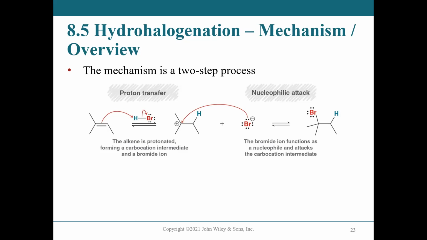So the mechanism is a two-step process. It does show that it's in equilibrium on both steps, so it can go back. But if we go to the right, here we're adding a proton to the side that has more protons, because there's a proton right here that they're not showing. So now we would actually have two protons. If we call this one A and this one B, this would be B right here. This would be A. We have a tertiary carbocation. This bromine adds by nucleophilic attack, and we have our compound.